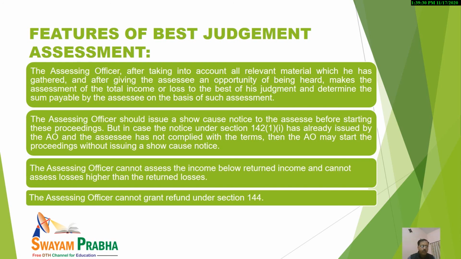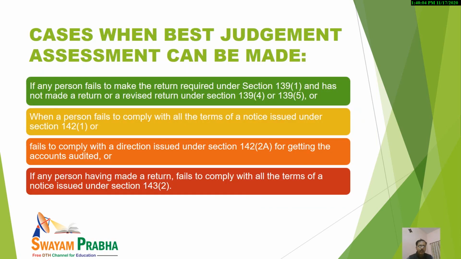And one thing more should be kept in mind: in case of best judgment assessment, as per the provisions of the Income Tax Act, the assessing officer, the AO, cannot assess the income below the income already mentioned by the assessee in the return, and he can't assess the losses higher than the losses shown by the assessee in his return. So it should be remembered. It was not so, I think, in case of the earlier assessment, that was scrutiny or regular assessment. So that is why, due to this reason, no refund can be granted under section 144 under best judgment assessment.